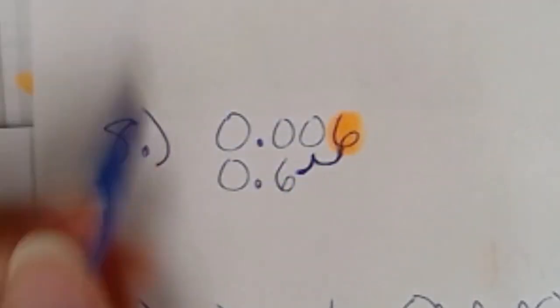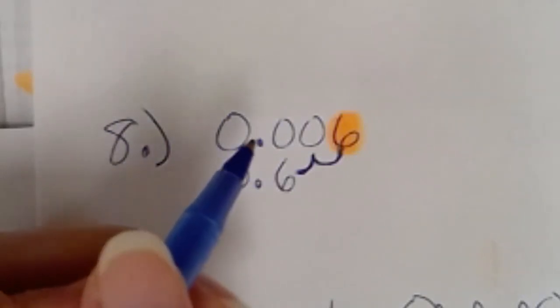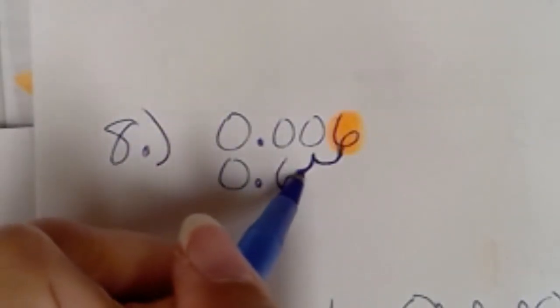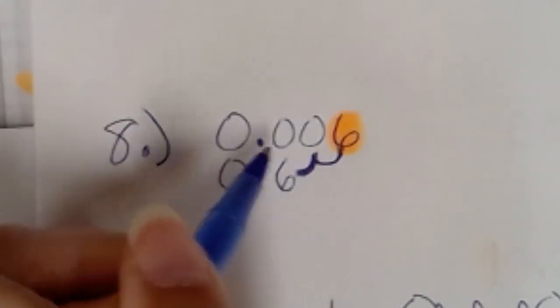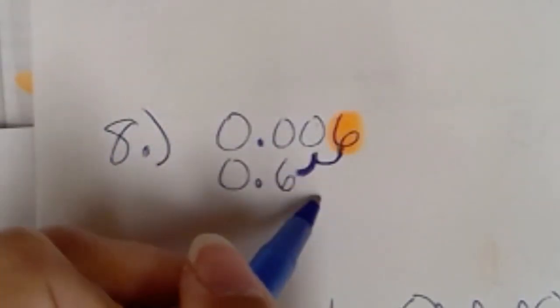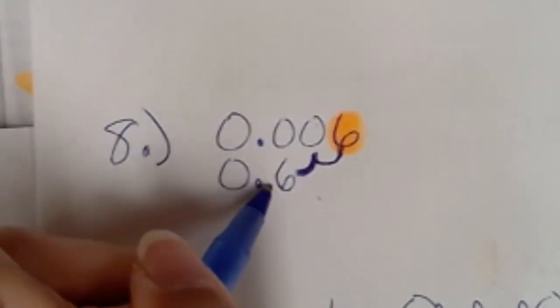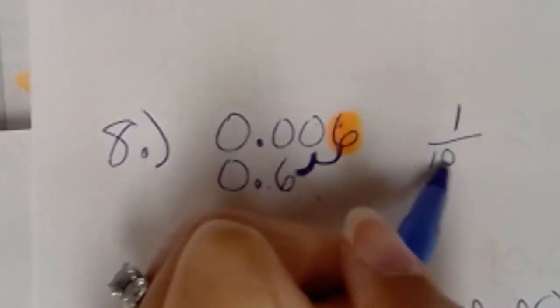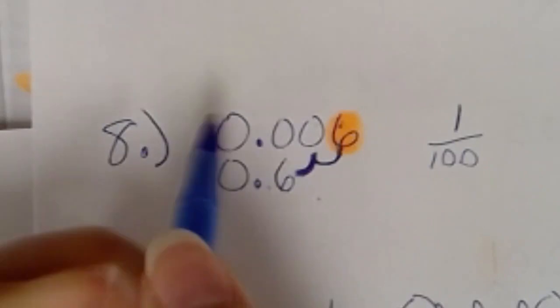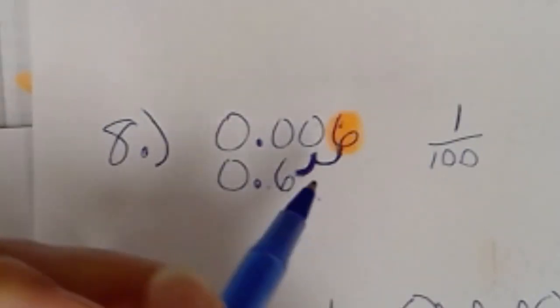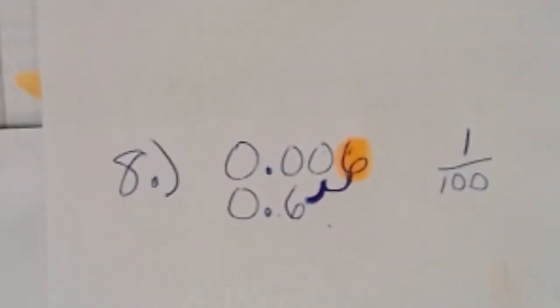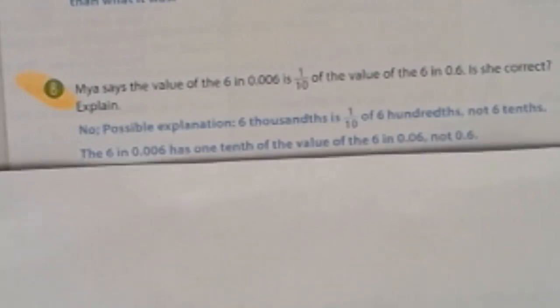No, she's not correct. It would only be 1/10 the value if it moved right one place. 6 hundredths is 1/10 the value of 6 tenths. But 6 thousandths is actually 1/100th the value of 6 tenths. So you could have written like they did.